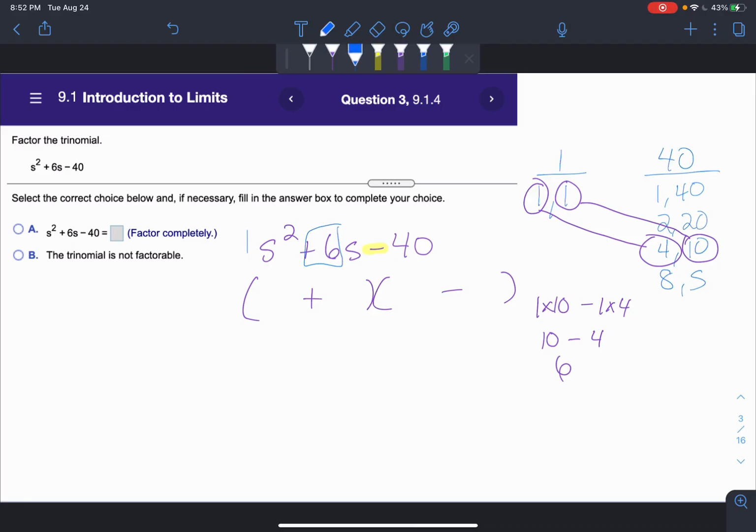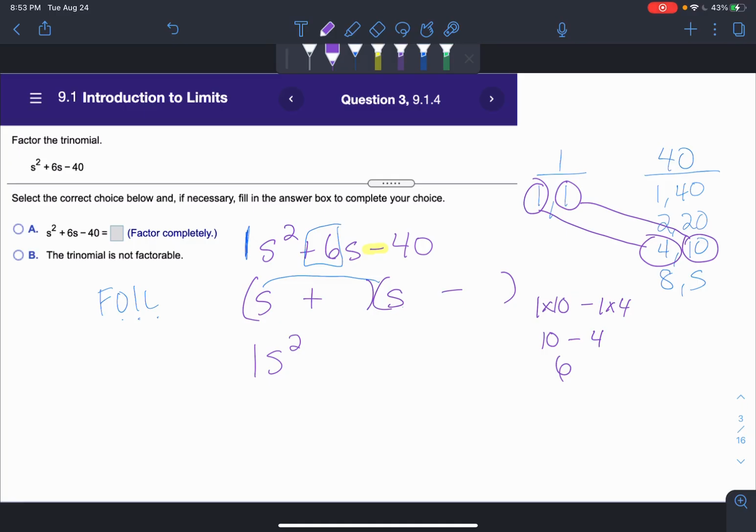Because my coefficient here is 1, we know that s times s is going to give us the 1s squared if we multiply them. Remember FOIL from algebra: first, outer, inner, last. Our first is going to be s times s, which will give us this 1s squared. That's why these two are just s and s. Okay, so then let's list our other pairs here.